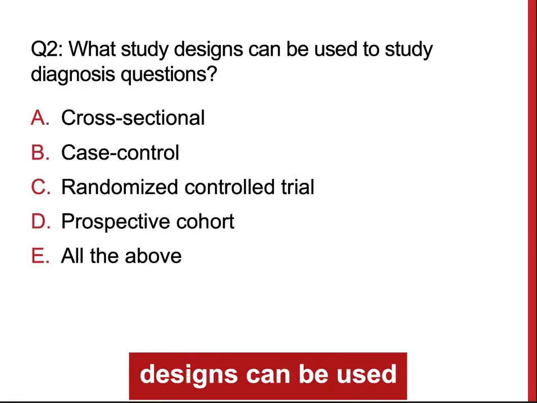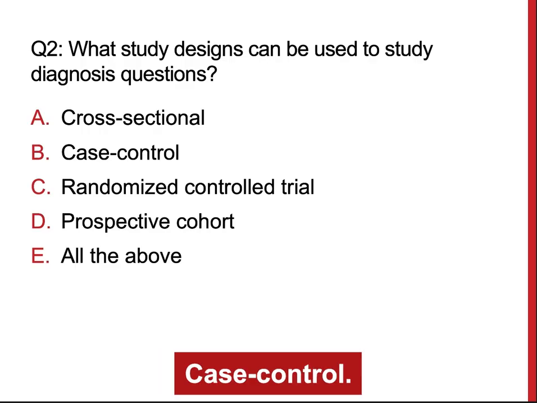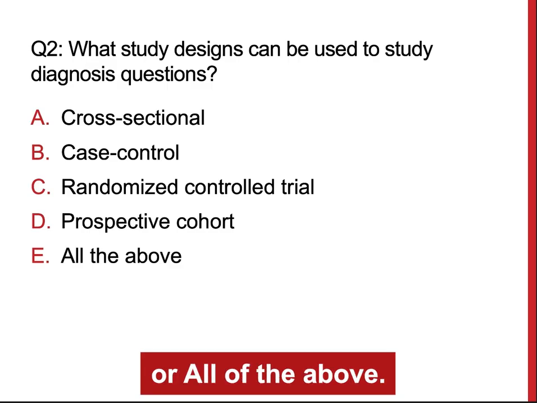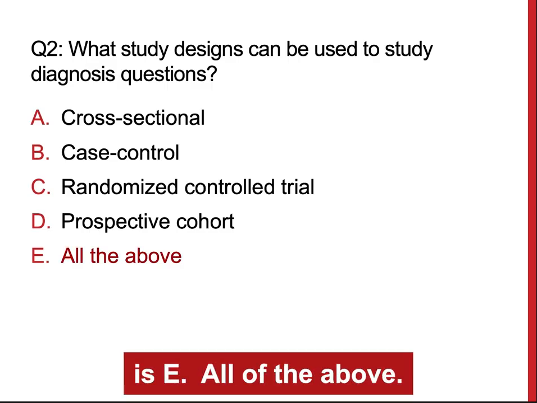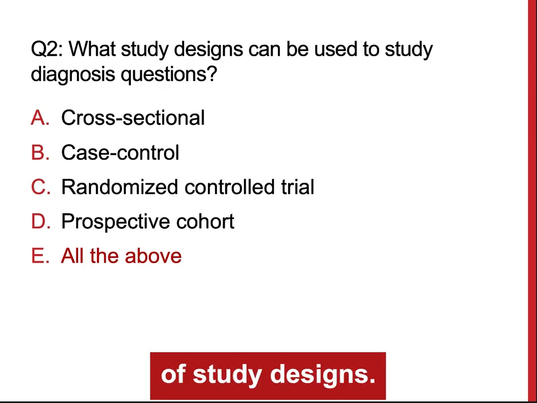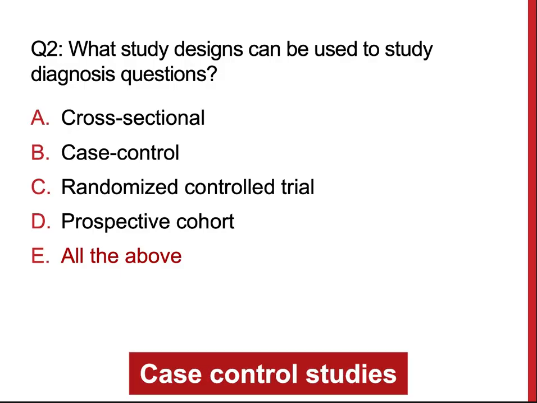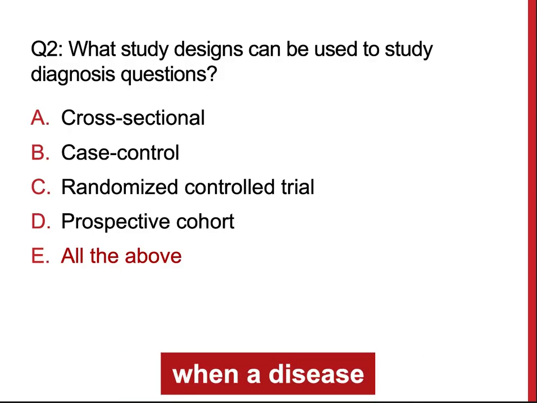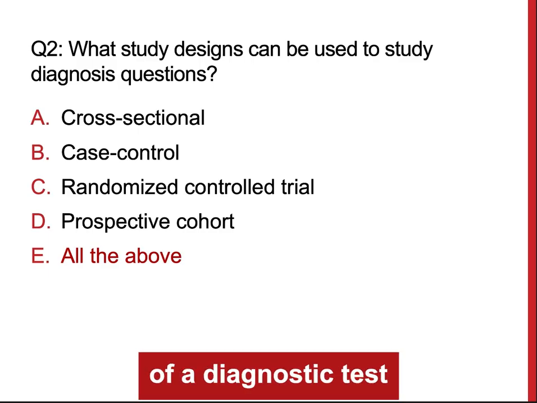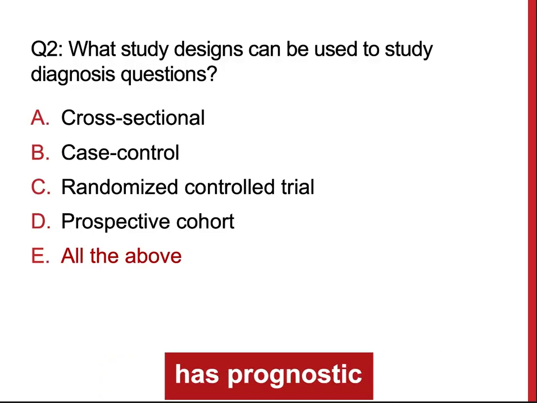What study designs can be used to study diagnosis questions? Cross-sectional, case control, randomized controlled trial, prospective cohort, or all of the above? The answer again is E, all of the above. There are many diagnosis questions that can be answered by a variety of study designs. Cross-sectional studies can be used to assess diagnostic test accuracy. Case control studies can be used to assess diagnostic accuracy when a disease outcome is rare. Randomized control trials can be used to test the impact of a diagnostic test on outcomes, and prospective cohort studies can be used to determine if a diagnostic test has prognostic significance.